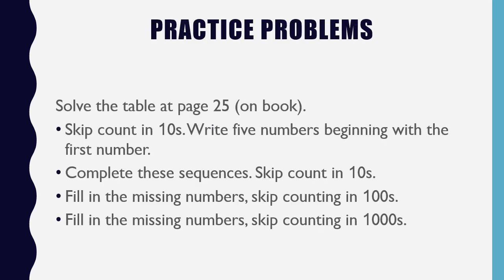For the last exercise and practice problems, turn to page 25. You have to skip count in tens and write 5 numbers beginning with the first number. We have tried out some of them in this lecture as well. In the next question, you have to complete the sequences by skip counting in tens. For the next one, you have to fill in the missing numbers by skip counting in hundreds. And for the last one, you have to fill in the missing numbers by skip counting in thousands.